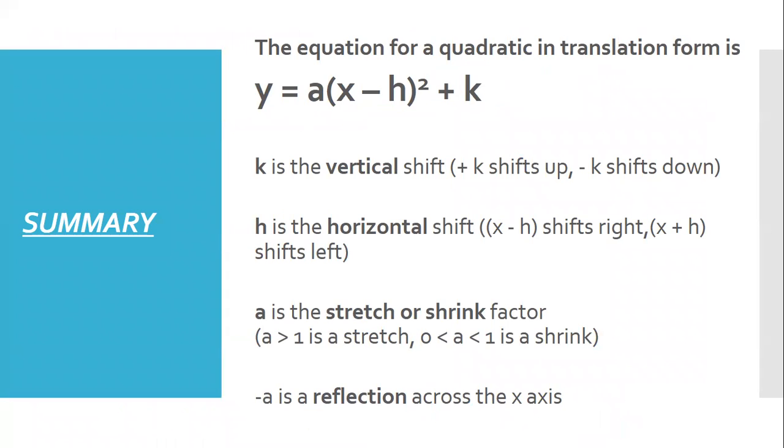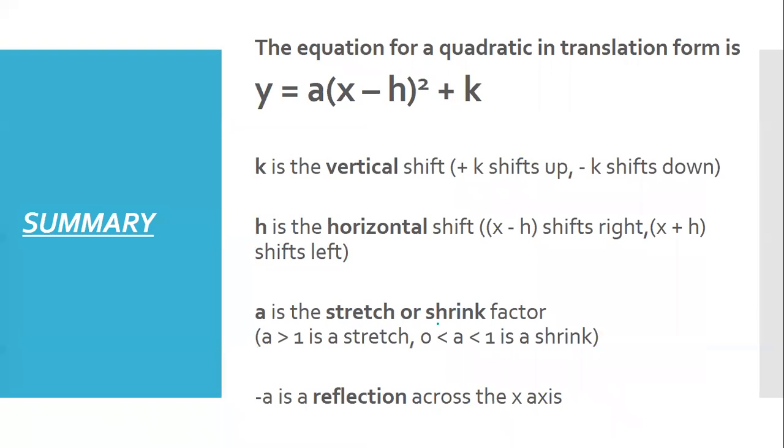Okay, so summary. If we have the equation for a quadratic in translation form, our vertex form, then K is what we call our vertical shift. If it says plus K, it shifts up. If it says minus K, it shifts down. H is our horizontal shift. If it says X minus H, that shifts to the right. If it says X plus H, that's going to shift to the left.